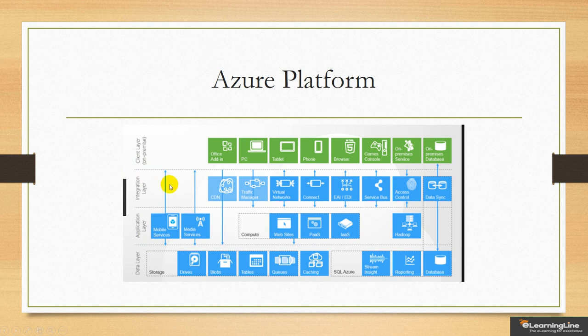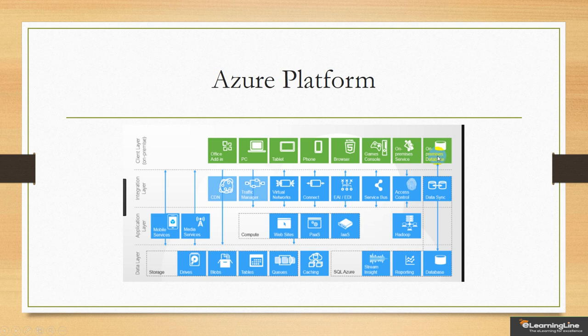Integration layer, that means you are going to start integrating all the clients with the application layer through the integration services: traffic manager, virtual network, connect, service bus, access control, data sync, right? And this is your client layer. So your client layer, if you think about a PC or a cloud computer, it is integrated completely with the application layer. Your phone is completely integrated with platform as a service. Your browser is integrated with this, right?